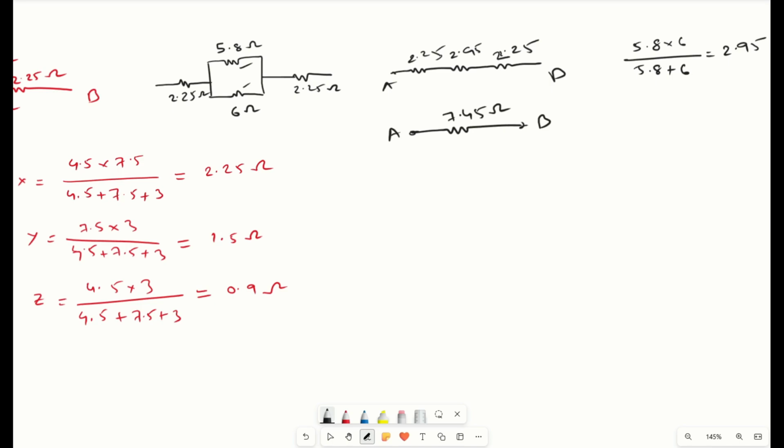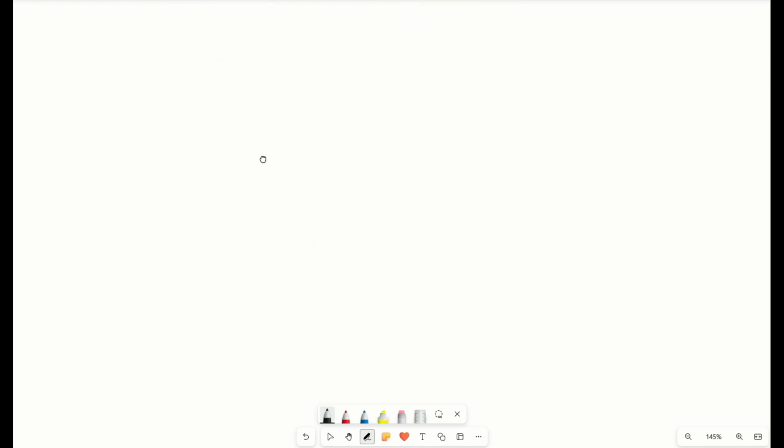Okay, so I guess you have understood how to convert star to delta or delta to star conversions. So I will just consider another short numerical for your understanding. We have converted delta to star, right? So similarly, let's see what will happen if we convert star to delta. In that case, suppose I am considering this circuit.